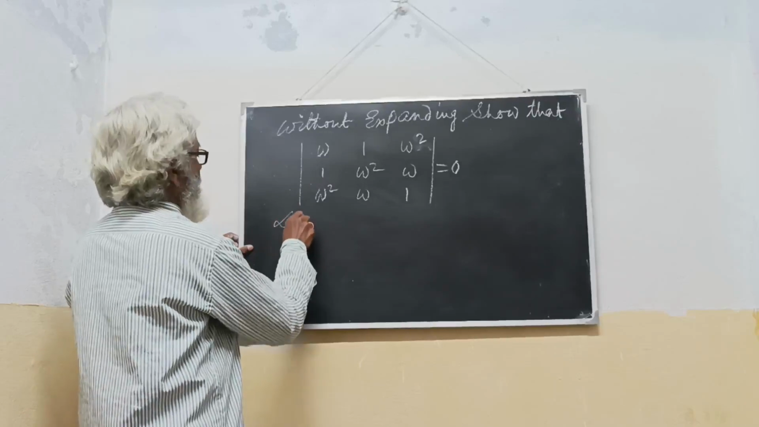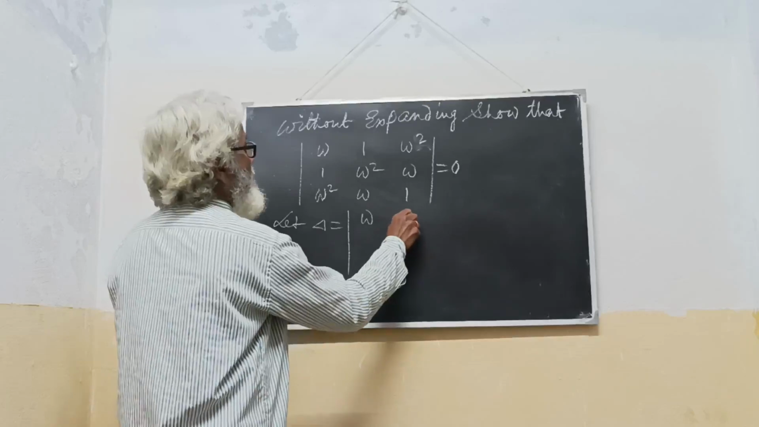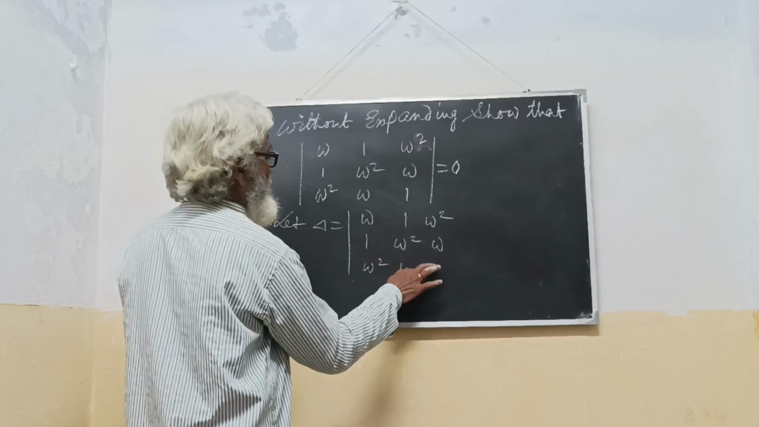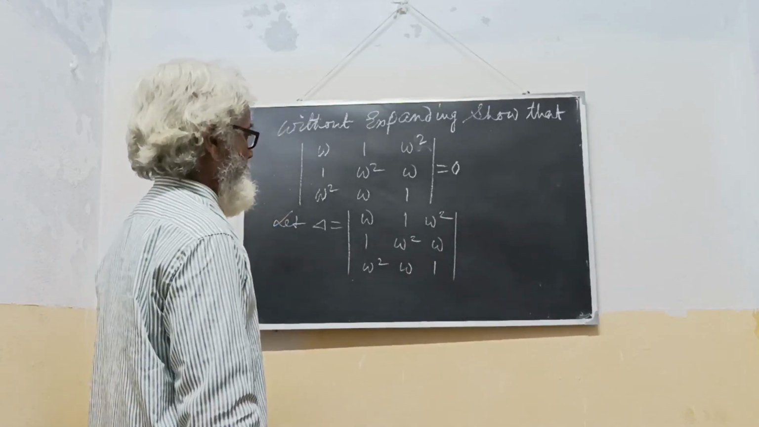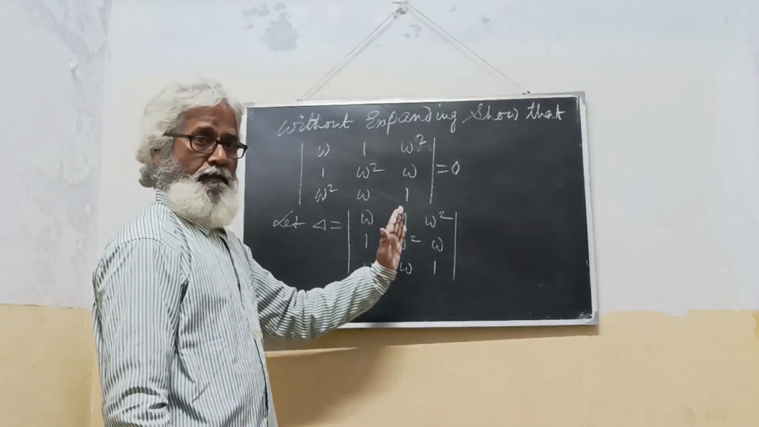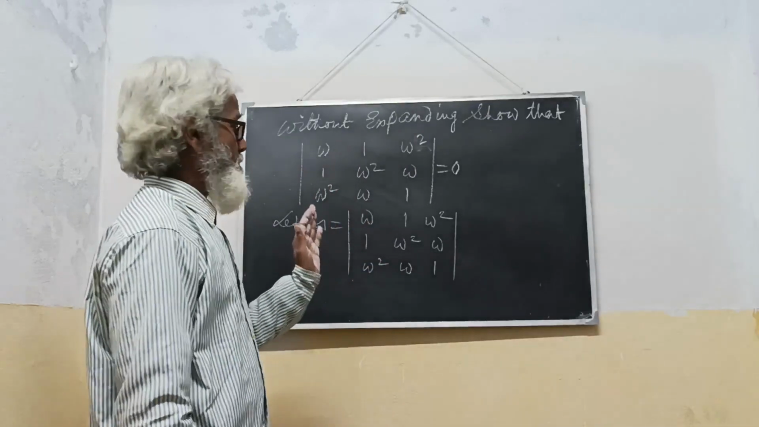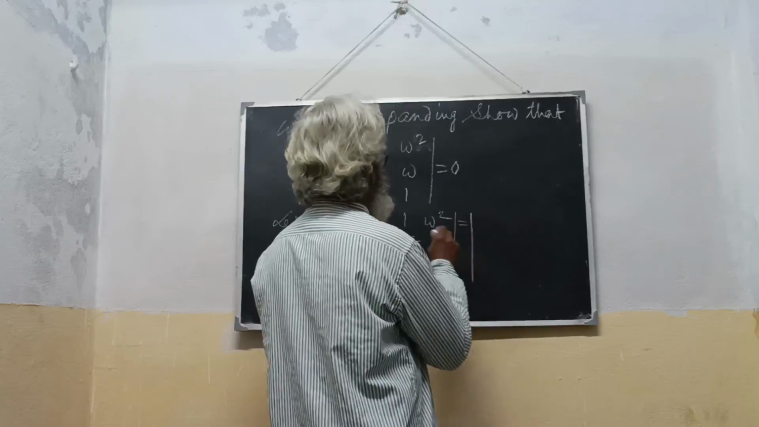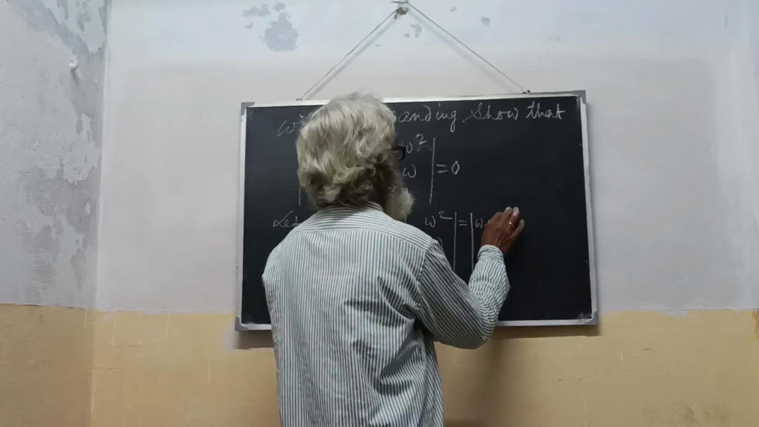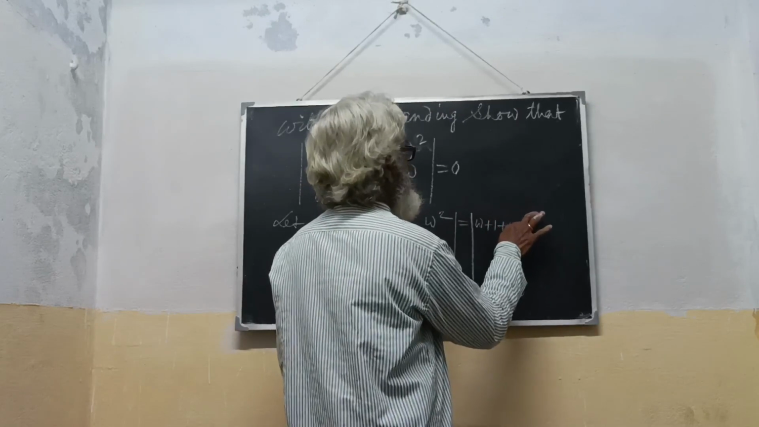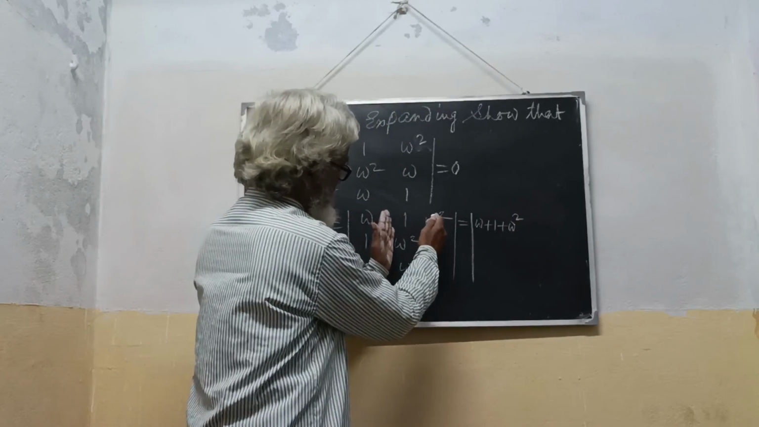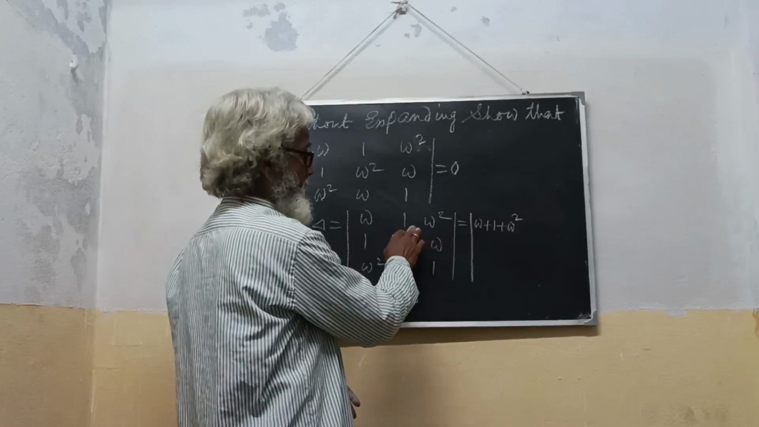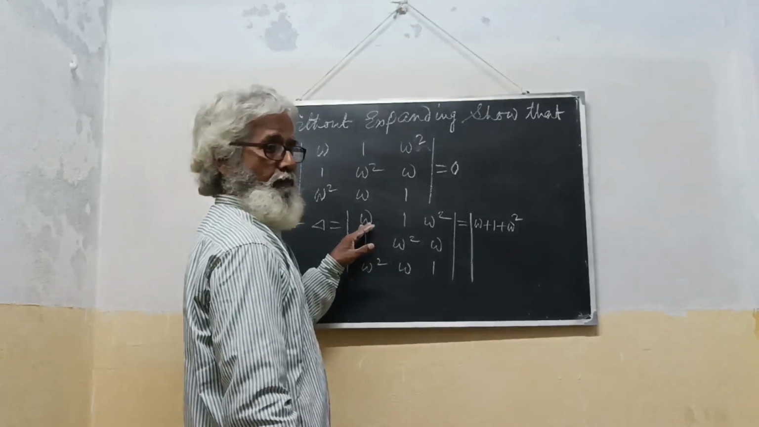To do this, let delta equal to 1 omega square, 1 omega square omega, square 1 omega. Okay? Now we add the sum of the elements of the second and third columns to the corresponding elements of the first column. You get, first element of first column, adding the sum of these two elements belonging to column 2 and column 3, sum is 1 plus omega square, and that sum we add to the corresponding elements of the first column.